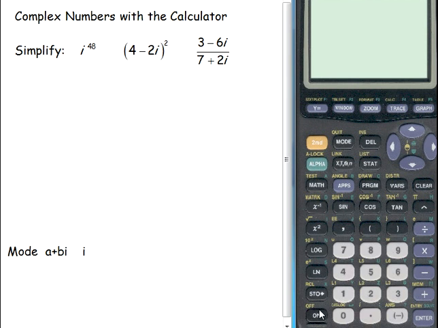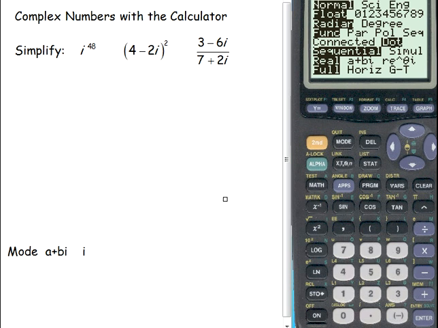We're going to look at how we can use complex numbers on the calculator and how to check quadratic equations that may have complex solutions. So the first thing we need to do is find out how to set up our calculator. Let's hit the on button to turn it on and then go to mode.